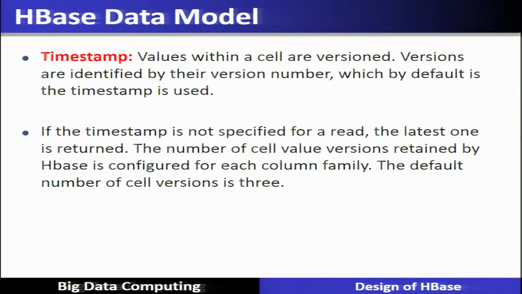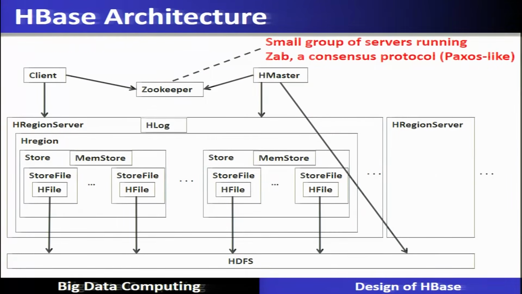And timestamp: the values within the cell are versioned. Versions are identified by their version numbers, which by default is the timestamp. If the timestamp is not specified for a read, the latest one is returned. The number of cell value versions retained by HBase is configured for each family. The default number of cell versions is 3.